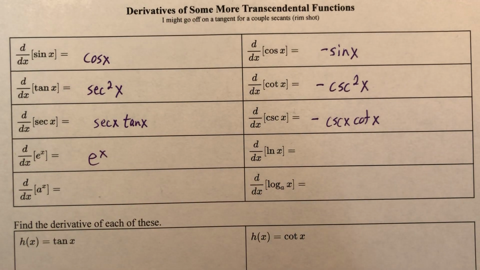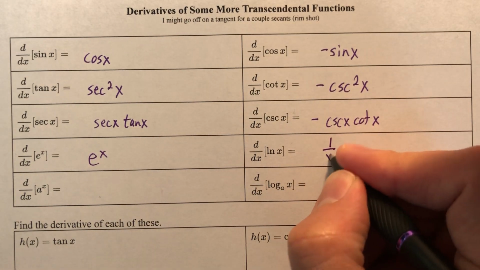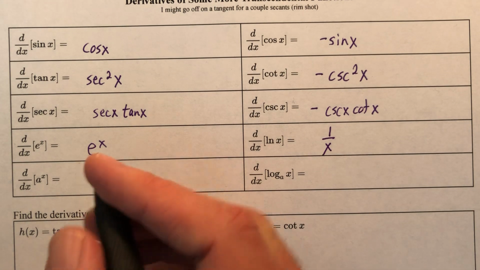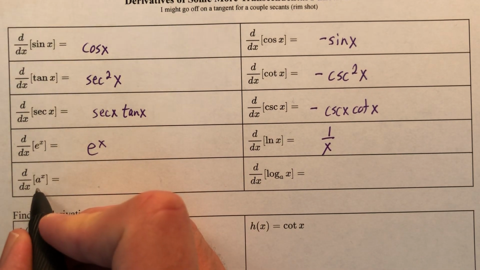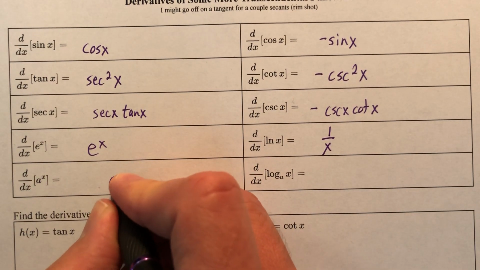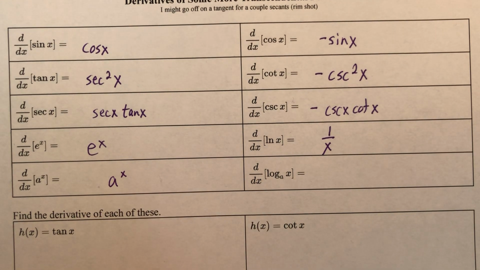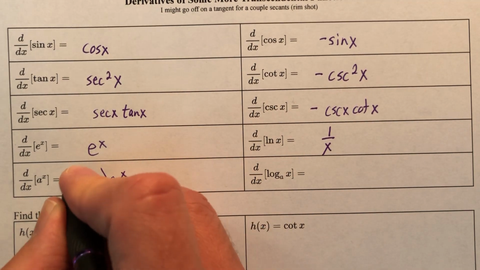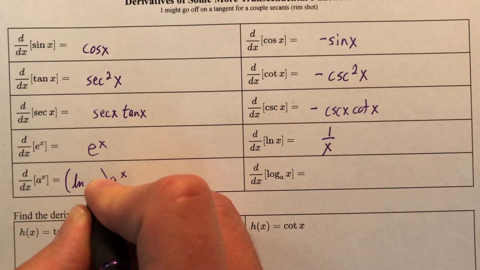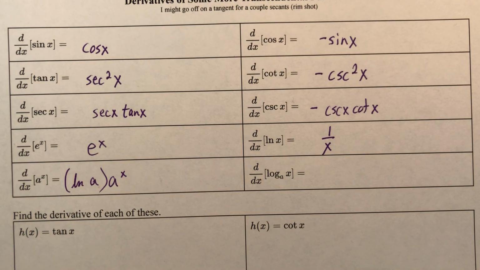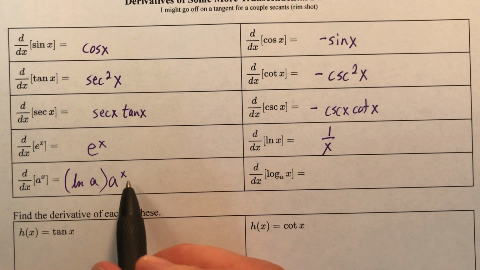That's the fun one. The derivative of natural log, we've also learned that one as well. The derivative of a to the x, so a is just some constant, is almost as easy as you think. It's a to the x, but there's a little bit of an exception. We have to multiply by the natural log of a, whatever a may happen to be. So the natural log of a times a to the x.